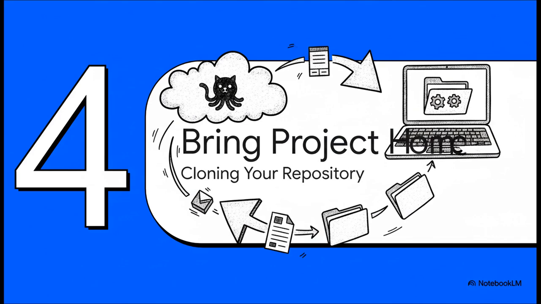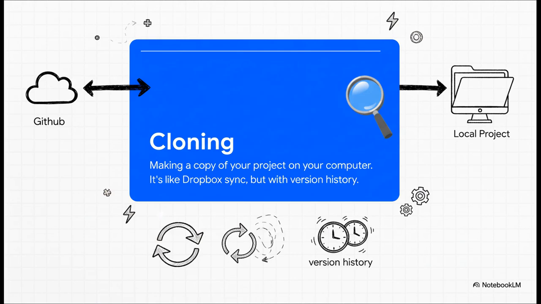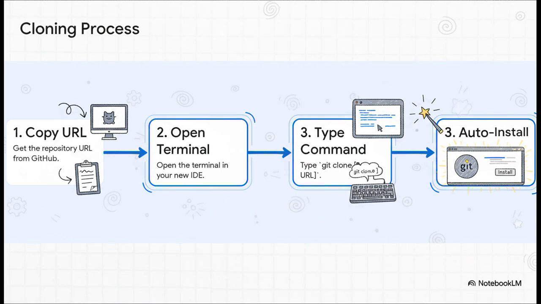It's just another way to talk to your computer, typing instead of clicking. And now for the magic trick. We've got our home in the cloud on GitHub, and we've got our workshop on our computer. The next step is to connect them. We're going to bring a copy of your project home. We do this with a process called cloning. And all that really means is making a local copy of your project on your computer that stays perfectly in sync with what's on GitHub. You can think of it exactly like Dropbox Sync, but with that super powerful version history, that time machine built right in.